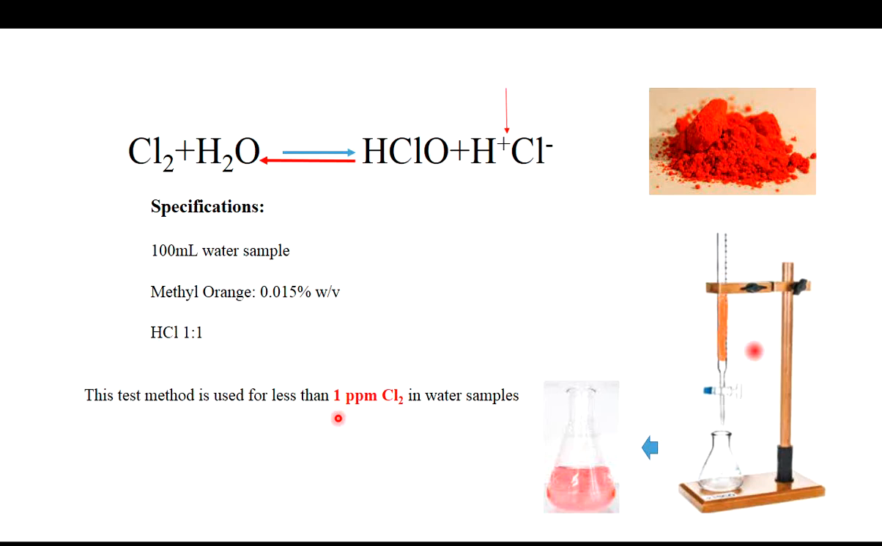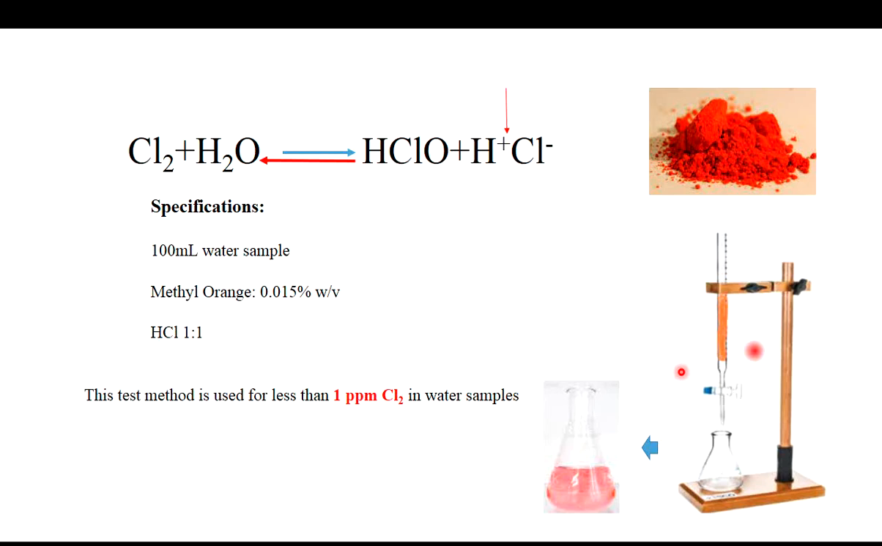In this test method, the chlorine in the water is titrated with dilute methyl orange solution. The methyl orange solution is orange in nature and decolorizes in reaction with Cl2 or free chlorine. The end of reaction is when the methyl orange becomes pink.